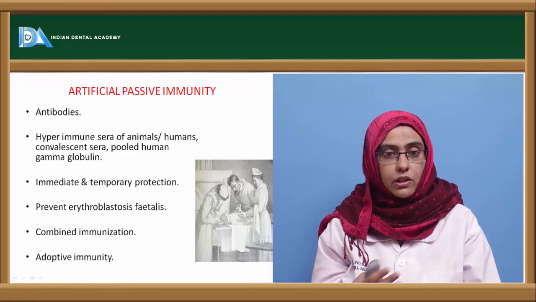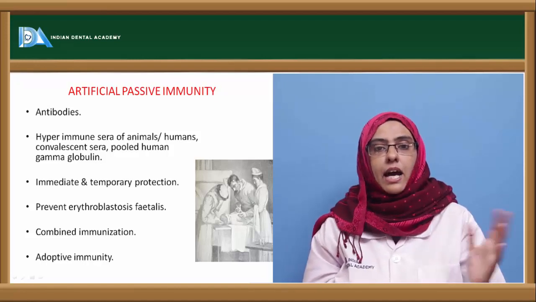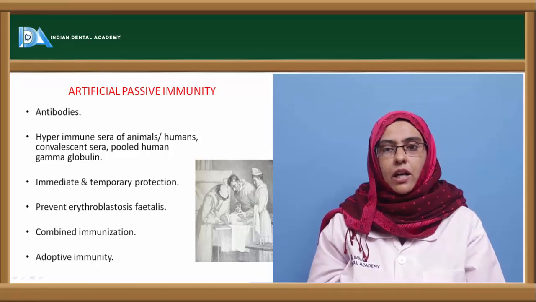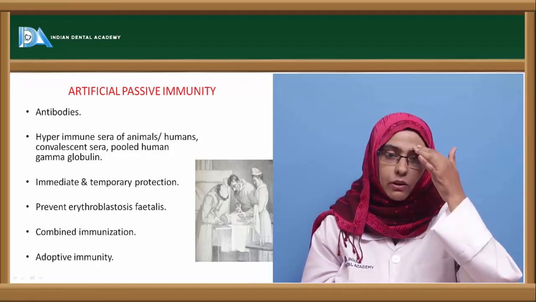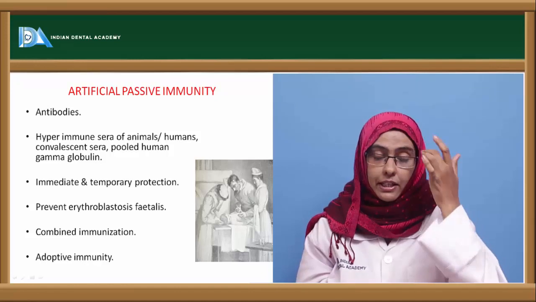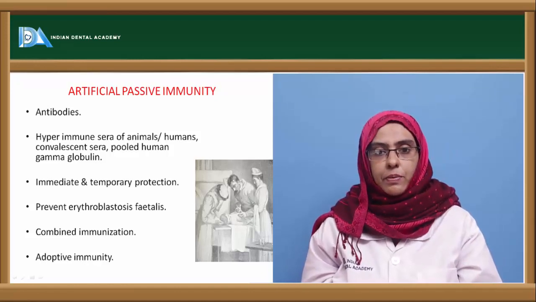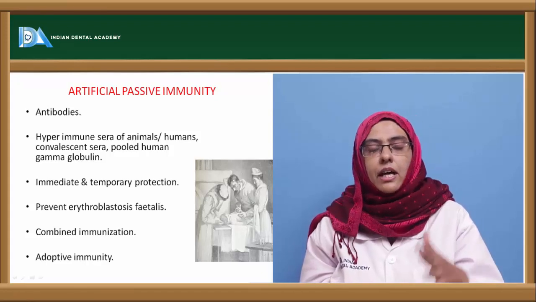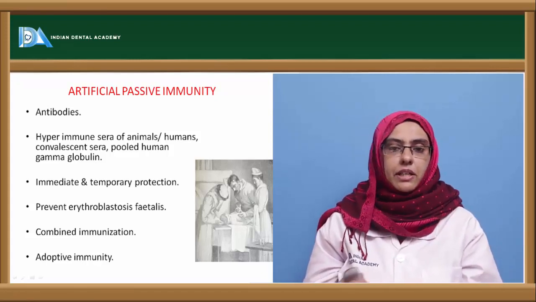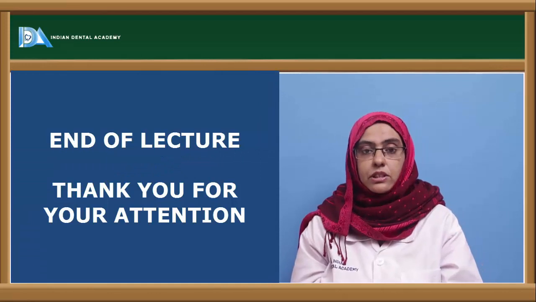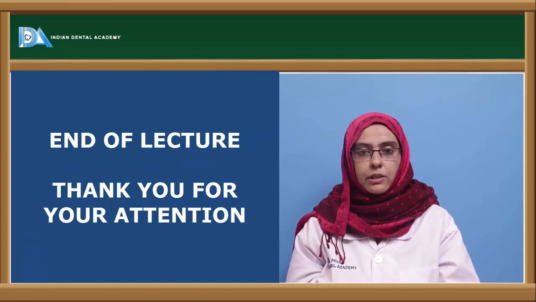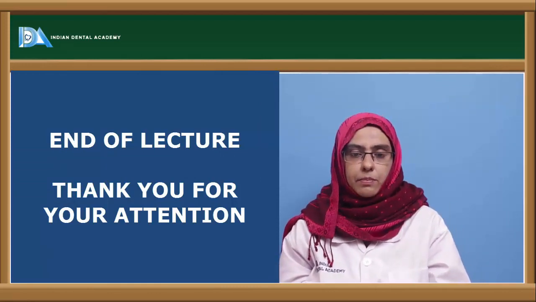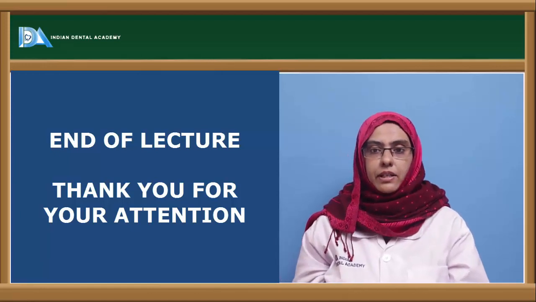And we now also have a combined immunization with active and passive immunity, called adoptive immunity. Work is being carried out in this particular area to prevent a person from different infections by activating both the natural immunity, that is the active immunity, as well as the passive immunity. So this is all about the immunity by which a person protects himself from different types of diseases.